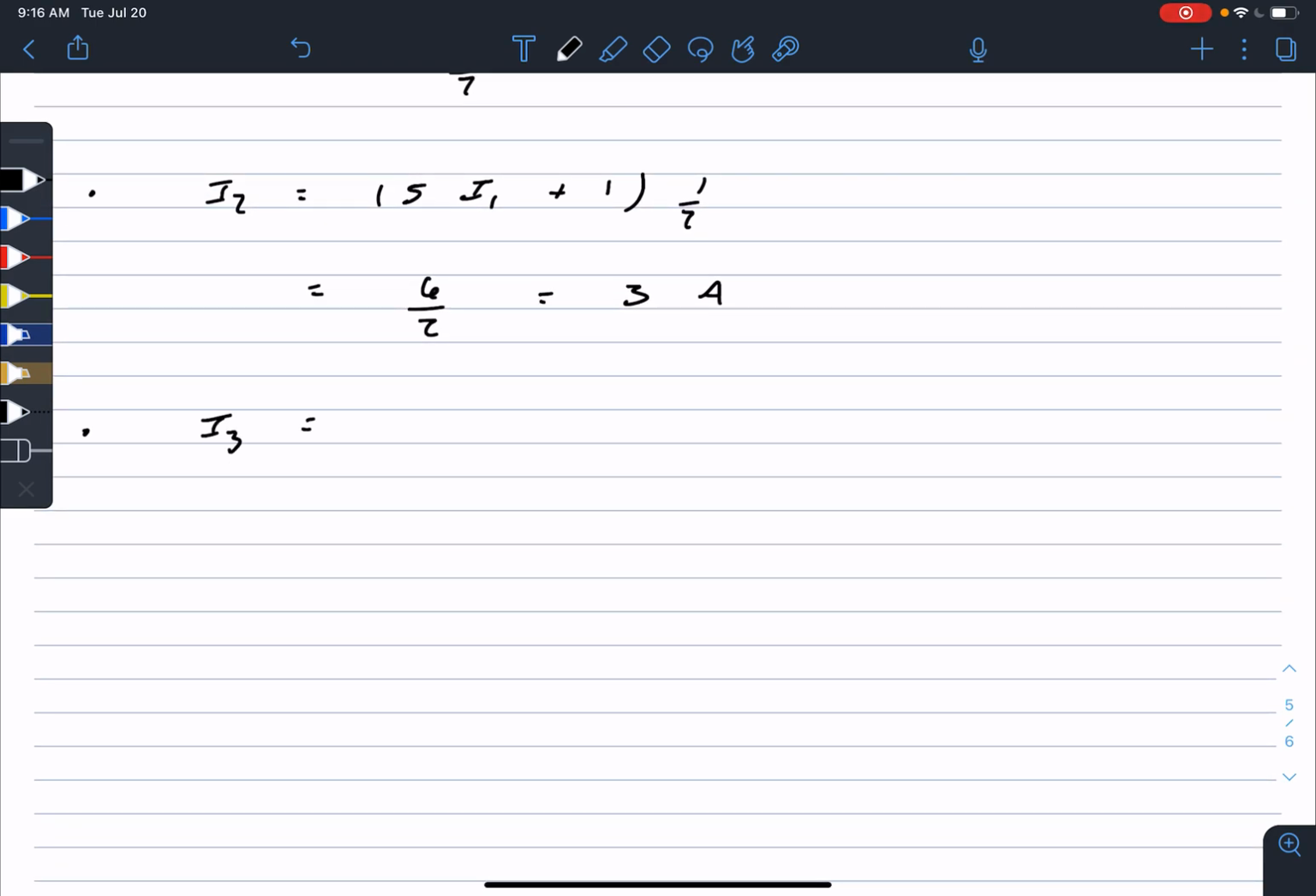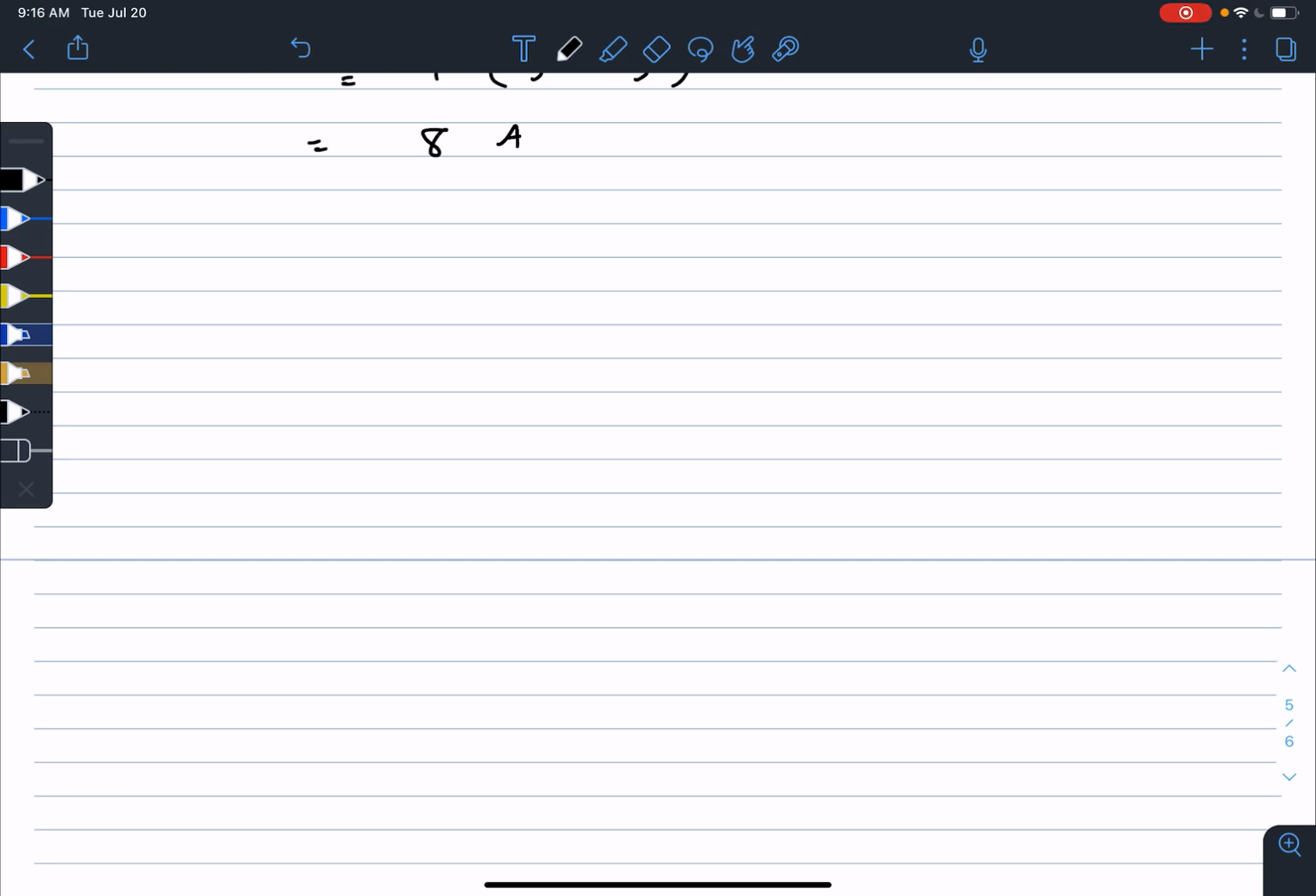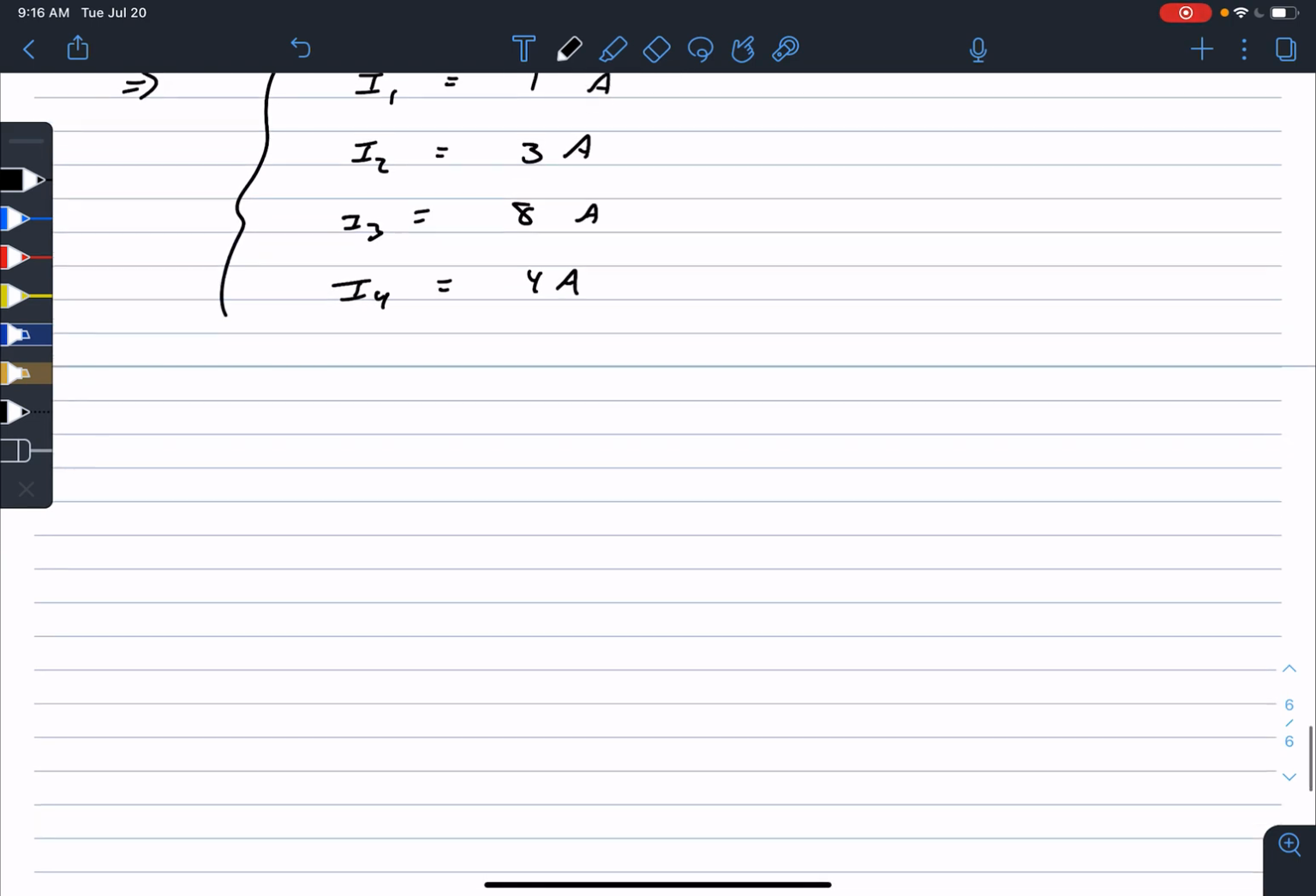I3. We plug in I2 for this one, right? 5 minus I2 is equal to 4. Actually, 5 minus 3 is equal to 8 amps. Now, is that what I got before when I did this? Yep. Okay, so writing all this down, here are the values that we were looking for. I1 is equal to 1 amp, I2 is equal to 3 amps, I3 is equal to 8 amps, I4 is equal to 4 amps. Okay, so that's part A.